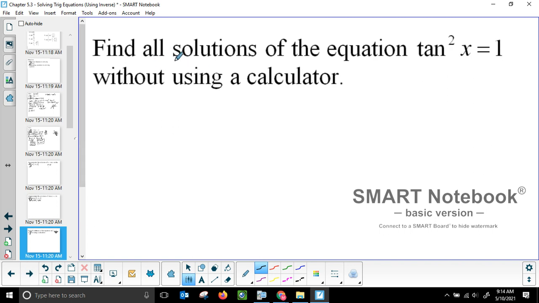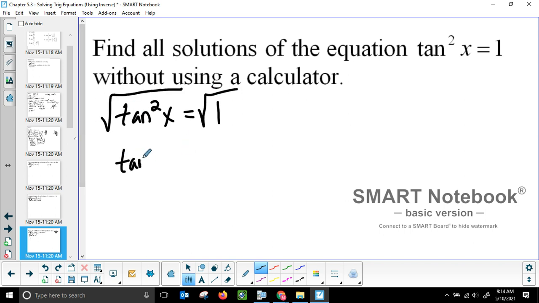All right, so now find all solutions of the equation tan squared x equals 1 without using a calculator. This is not a big deal. This is more like the stuff we were doing on Friday. To undo a square, we take a square root. This will just give me tan x, which is what I want. Do be mindful that when you take the square root of a number, it's plus or minus, right? So this is tan x equals plus or minus 1.